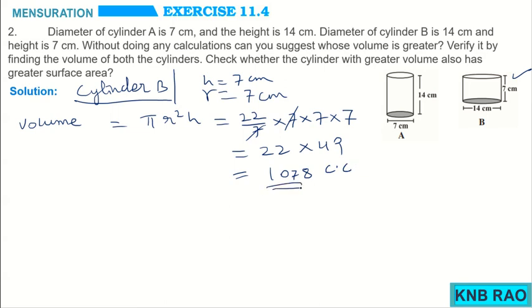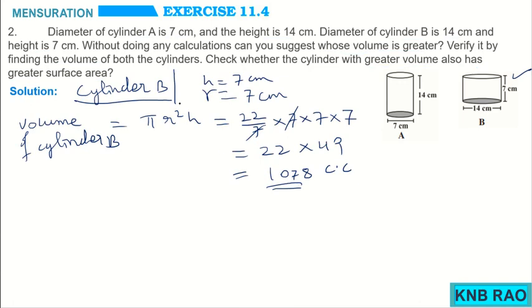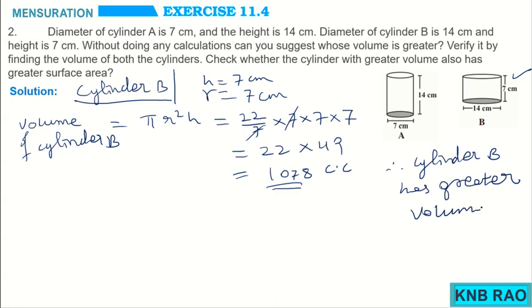Now, you compare whether volume of cylinder B is more or volume of cylinder A is more. Which is more? You can see volume of cylinder A is half of volume of cylinder B. Volume of cylinder B is double. So, I can say therefore, cylinder B has greater volume, isn't it? So, whose volume is greater? I have already said cylinder B's volume is greater.